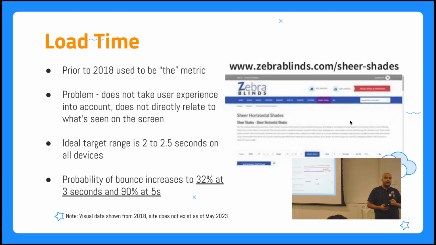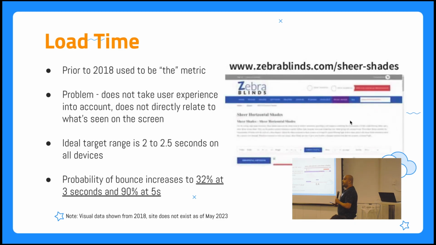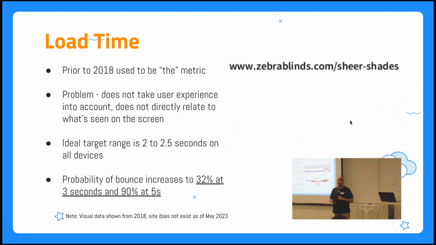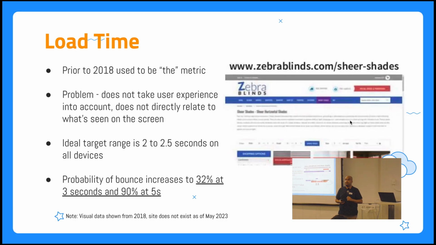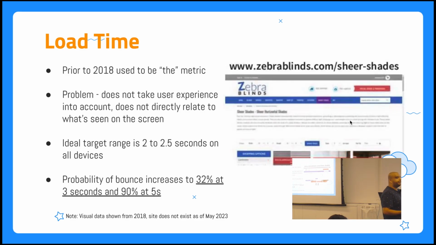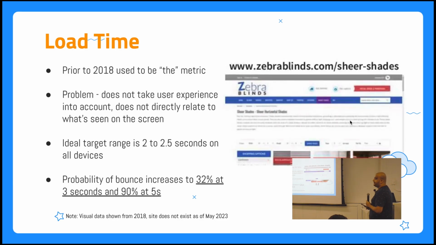Now, the ideal target for this, because it still matters, is about 2 to 2.5 seconds. And on all devices, there is an asterisk to this, and that's mainly, it is still reliant on the network conditions. So I'm talking about an ideal network where 2 to 2.5 seconds count. Now, the probability of a bounce increases to 32% when you go from 2 to 3 seconds, and it increases to 90% at 5 seconds. Basically, 2 seconds, and you're going to lose 90% of your users. Think about that.